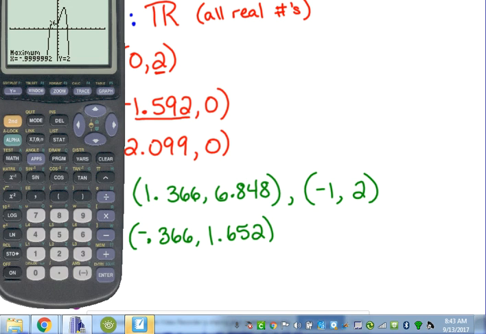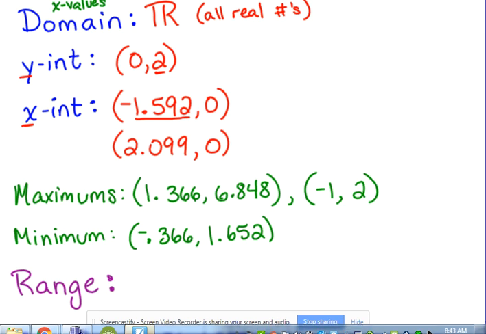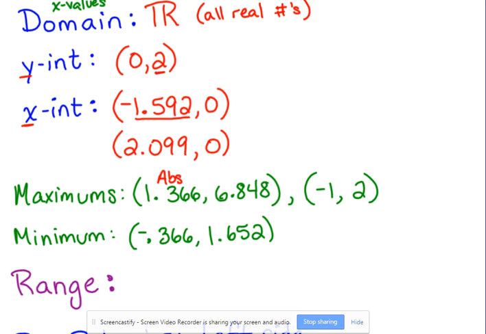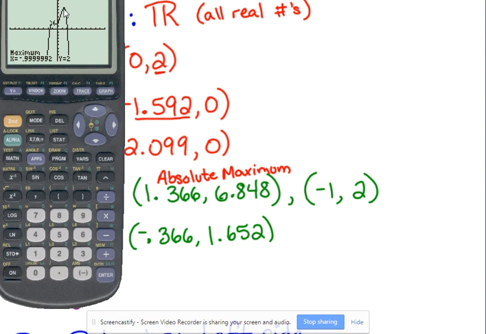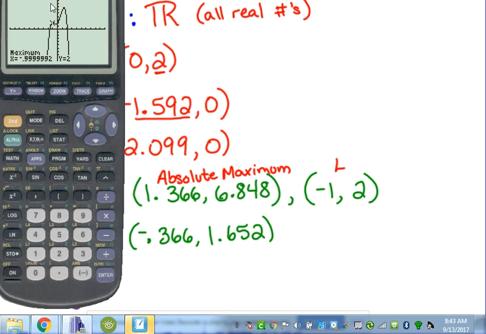Now, we need to talk about a little bit of terminology here. Since we have 2 maximums, this one right here, the first one that we found, is what we call the absolute maximum, because that is the highest point that our graph will reach. Right over here on the right side, that point, 1.366 and 6.848, is the highest point that this graph reaches. So that's called our absolute maximum. -1, 2 is just what we call a local maximum.